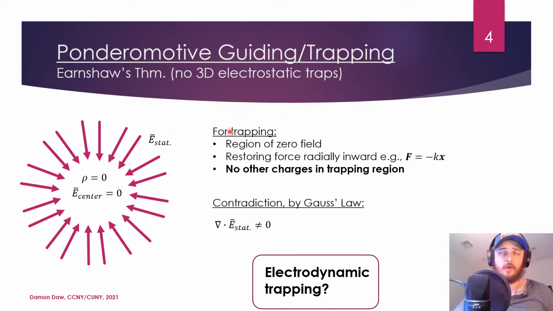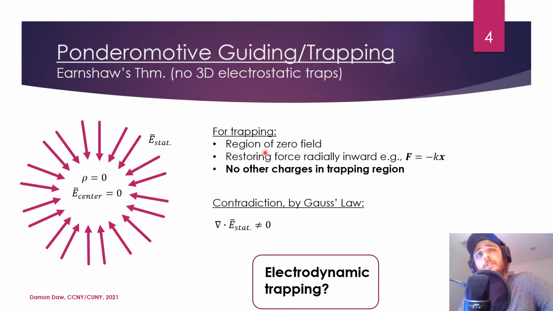So if you want to build a trap, first of all, you're going to need a region of zero field. If you don't have a region of zero field, the thing you're trying to trap is going to sit somewhere where there's a non-zero field, and it's going to get pushed because it's going to feel a force. So you need to have a spot where the particle is going to rest, that being where the net force on it is zero. So you need a region of zero field.